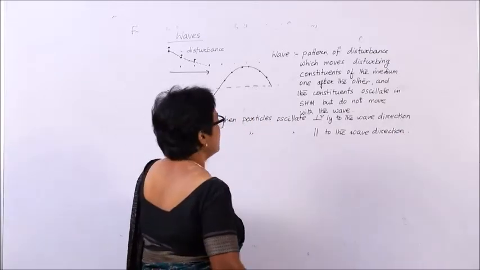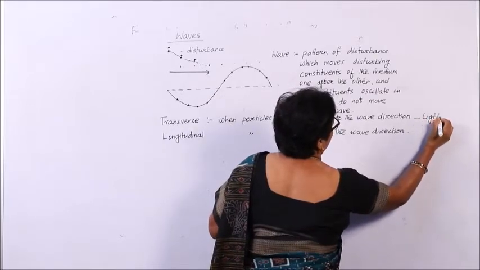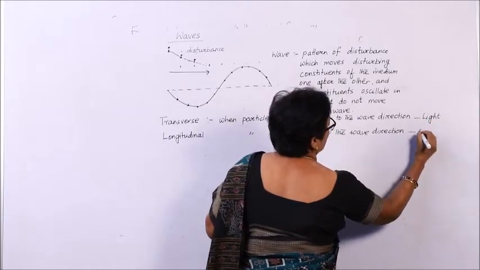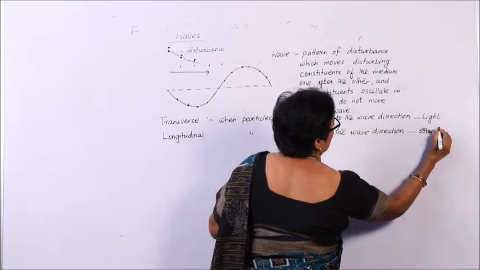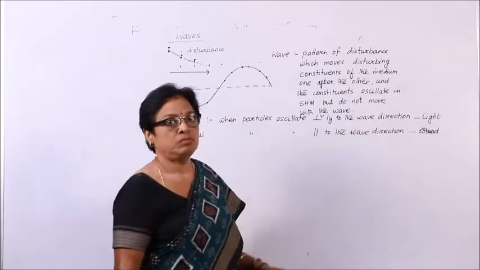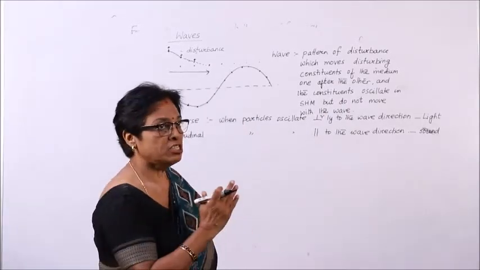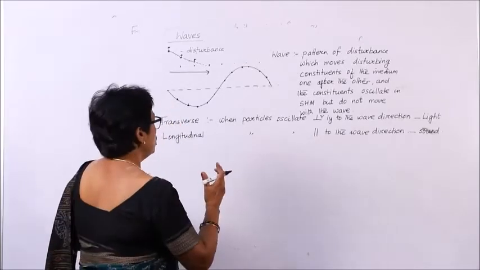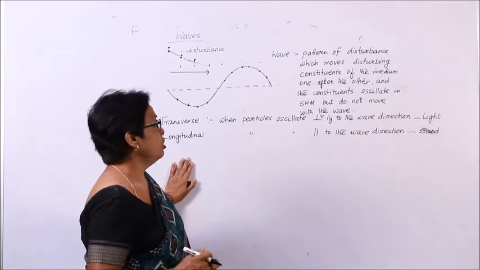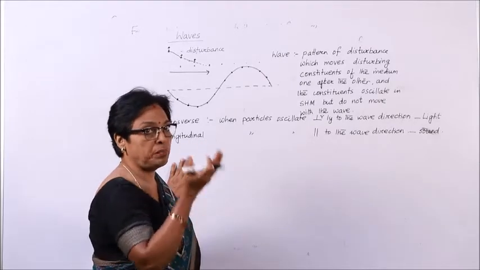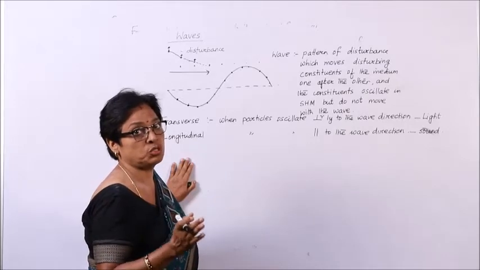Best example of a transverse wave is our light wave. Light is a transverse wave. The sound is a longitudinal wave. So, if the particles of the medium oscillate parallel to the wave direction, it is a longitudinal wave, or if it moves perpendicular to the wave direction, then the wave is a transverse wave.